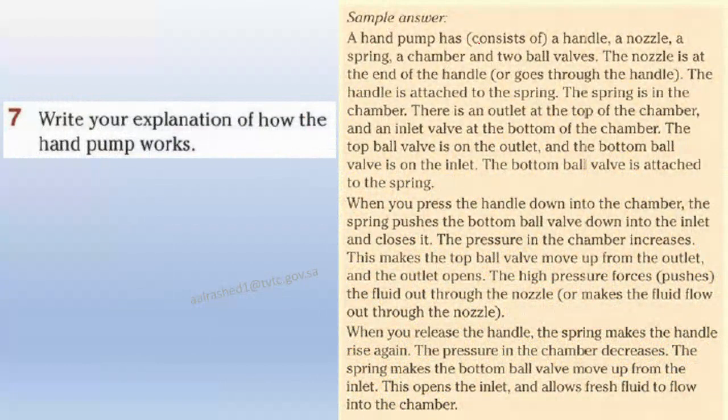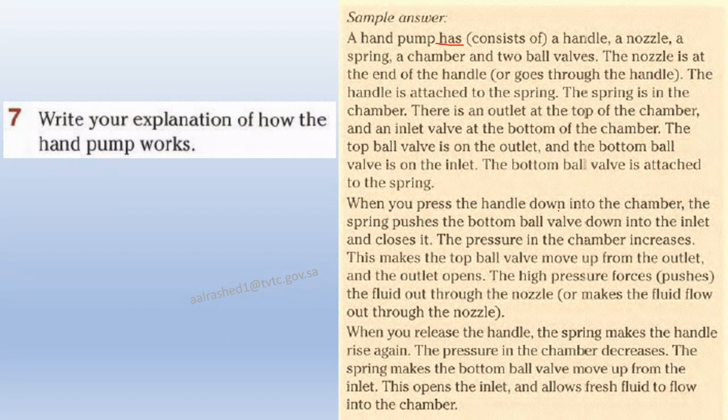A hand pump has, or consists of, handle, nozzle, spring, chamber, and valves. The nozzle is at the end of the handle. The handle is attached to the spring. The spring is in the chamber. There's an outlet at the top of the chamber and an inlet valve at the bottom of the chamber. The top valve is on the outlet, and the bottom valve is on the inlet. The bottom valve is next to the spring.